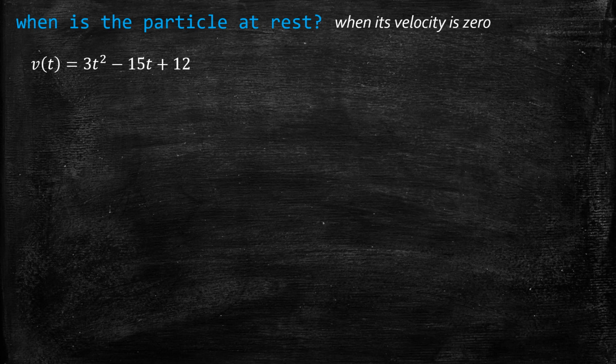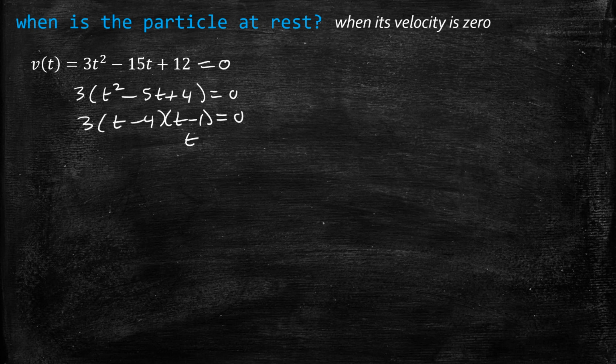So we have the velocity function, and now we can set it equal to 0. And in this case, we can actually factor it. t squared minus 5t plus 4 equals 0. And this factors as (t minus 4)(t minus 1), which means that at t equals 1 and t equals 4, the particle is at rest.